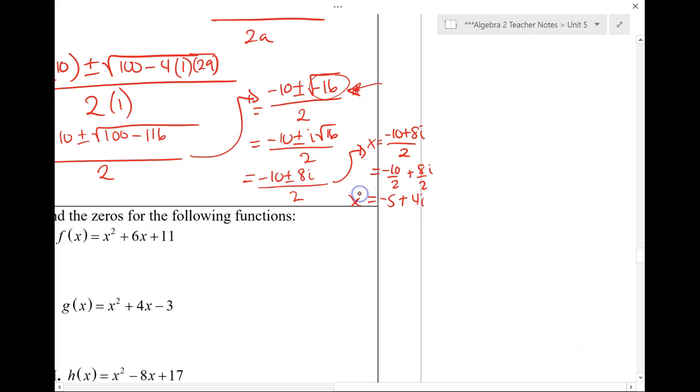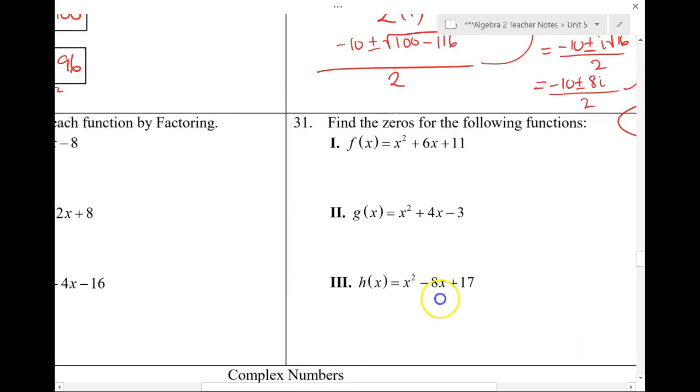x equals negative 5 plus 4i. And I know the next one will just be minus 8i, so it'll be the same thing if we work it out. Negative 5 minus, oops, sorry, not 8, but minus 4i. Okay, and there are our two answers. Okay, let's go over here.